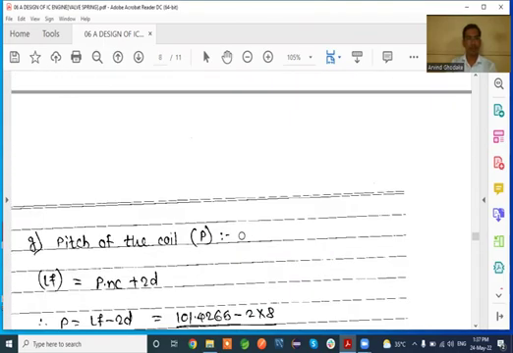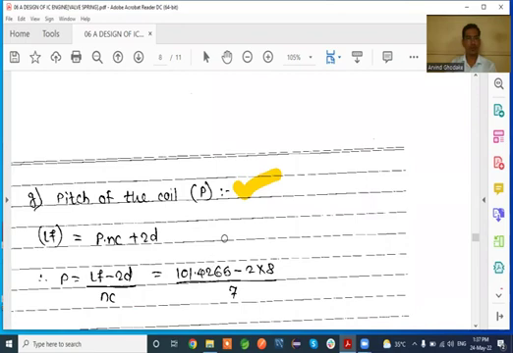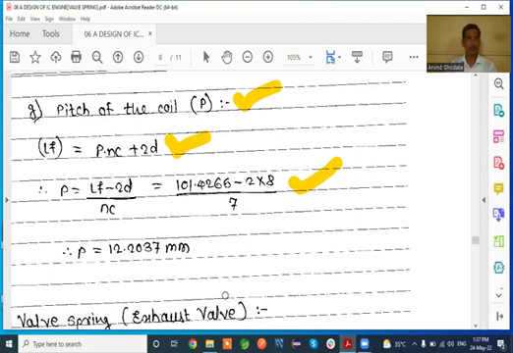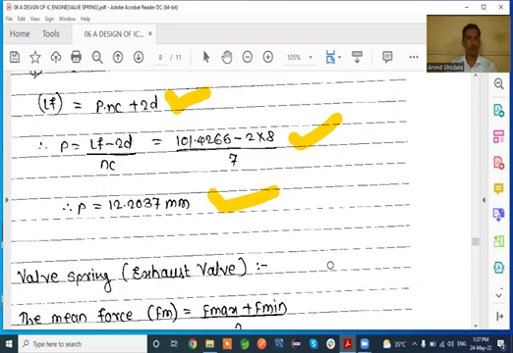Next is the pitch of the coil, that is a small p. So LF is equal to P into NC plus 2D is the formula for pitch of the coil. So P is equal to (LF minus 2D) upon NC. So by putting the value of LF, then wire diameter, and number of active coils 7, we'll get the pitch of the coil equal to 12.2037 mm.